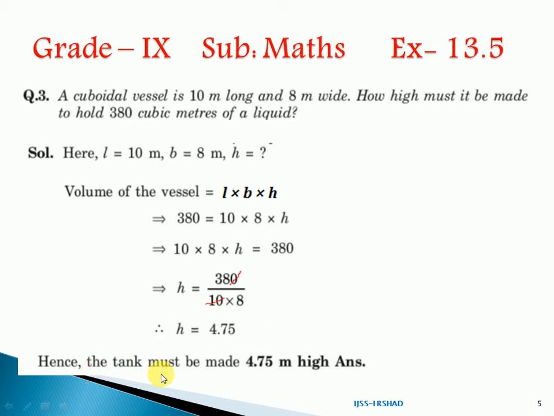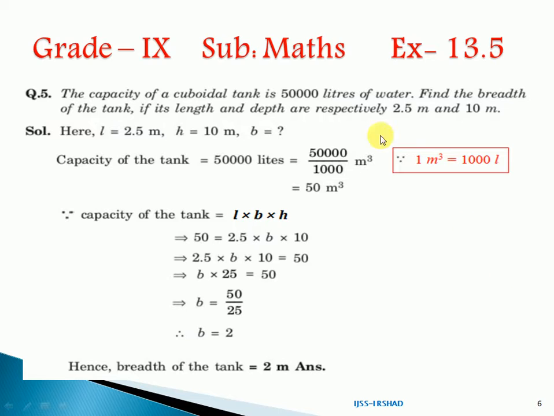So the tank must be made 4.75 meter high, means the required height of the tank should be 4.75 meter, because meter is the unit they have used. So here you have to write meter. You can divide 38 by 8, even in rough you can divide by yourself. Then 4 is a similar kind of question. So 4 will be your homework. I'll move to number 5.